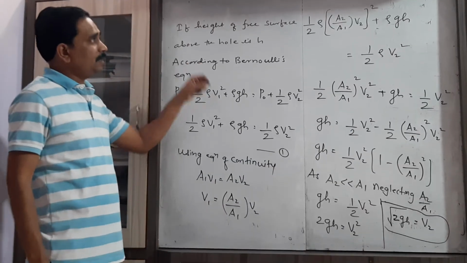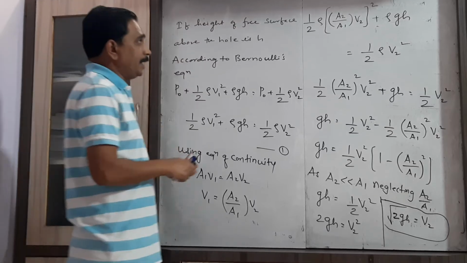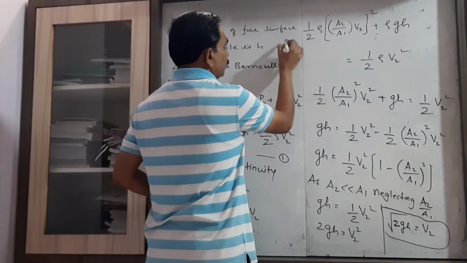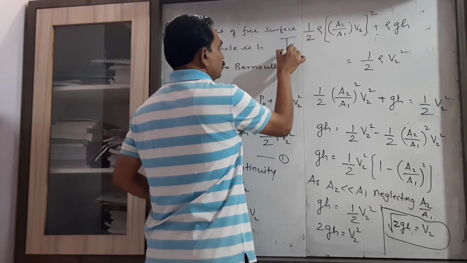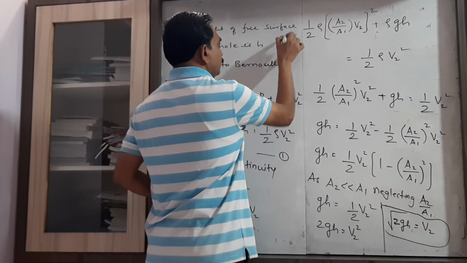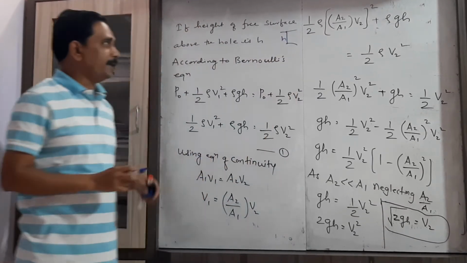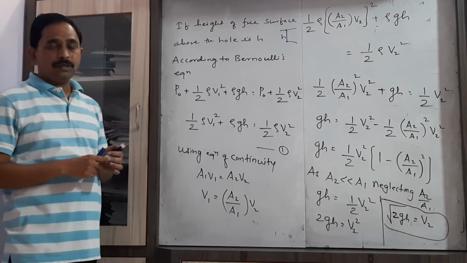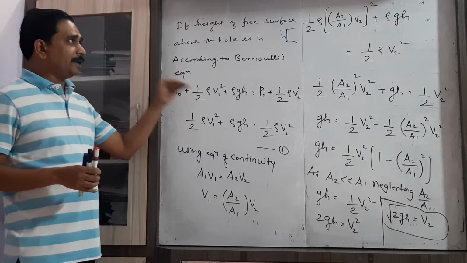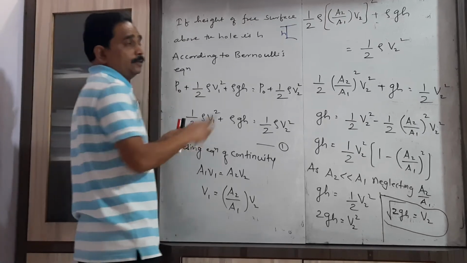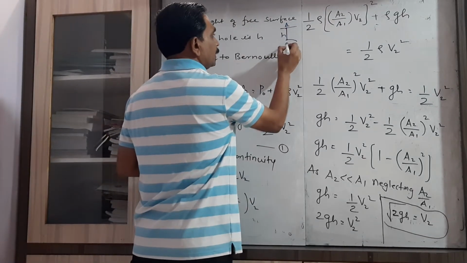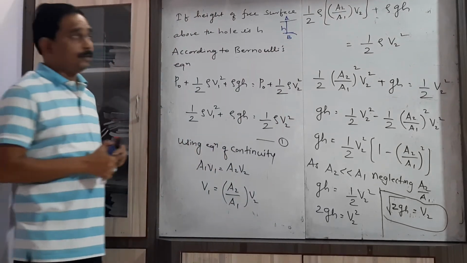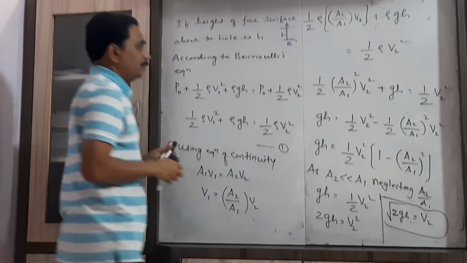Now if we consider h is the height of that point from where the fluid is coming out from the top. We have already shown this height in a figure. Now according to Bernoulli's equation, we have to write that equation for two points, point A and point B, from where the liquid is given out.